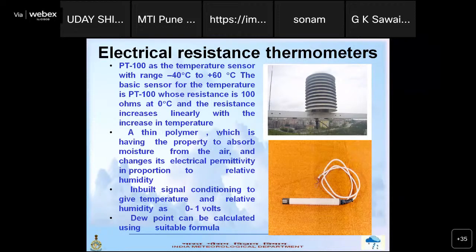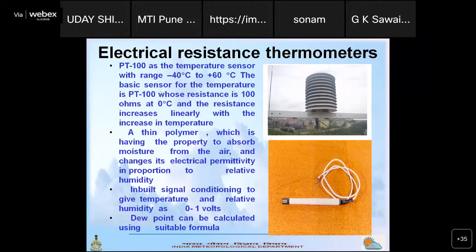Now we will move to the humidity part. I already told you, this is the combined sensor. It has the PT100 sensor as well as a humidity sensor. The humidity sensor is basically a thin polymer. Thin polymer is just like tissue paper, and it has the property to absorb moisture from the atmosphere. Humidity is nothing but the moisture in the atmosphere. So the thin polymer absorbs the moisture from the atmosphere or air, and its electrical permittivity changes, meaning the dielectric medium of this capacitor.